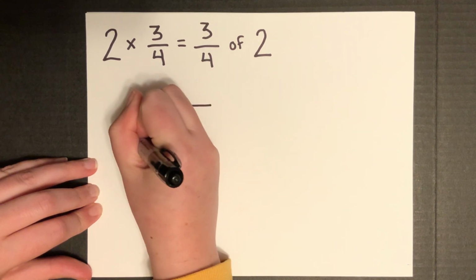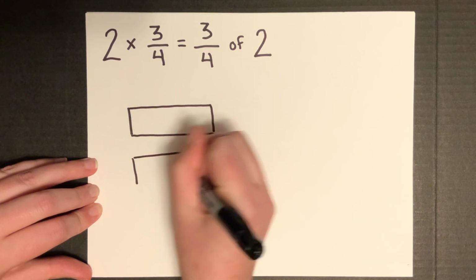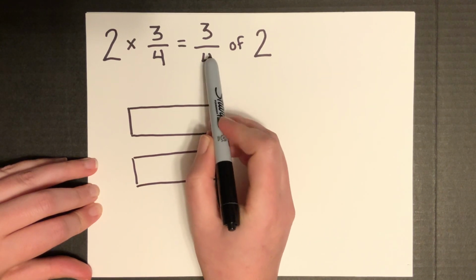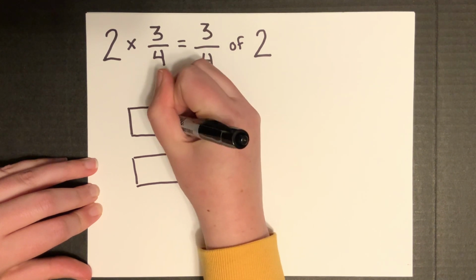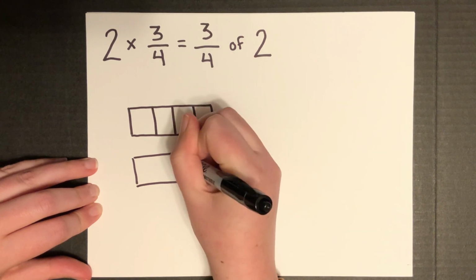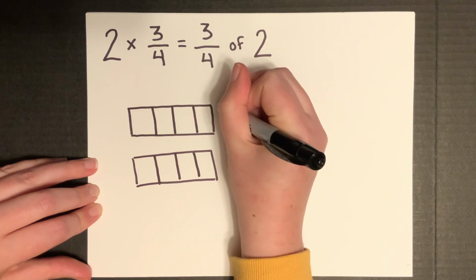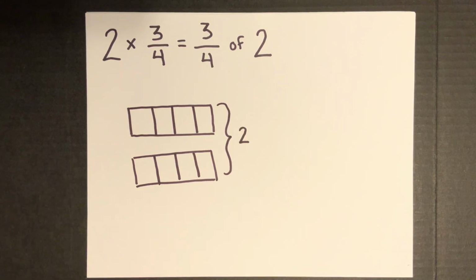So we're going to start by representing the number 2 on our model. So here's 1, and then 2. And I'm looking at fourths, so I'm going to divide this into 4 equal parts, and then this one into 4 equal parts. So here is my 2. Now I'm going to shade in 3/4 of each of my models.